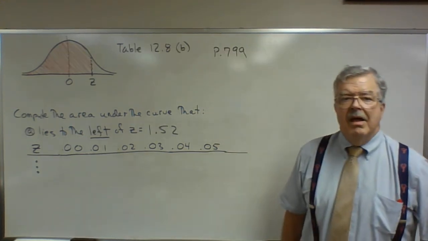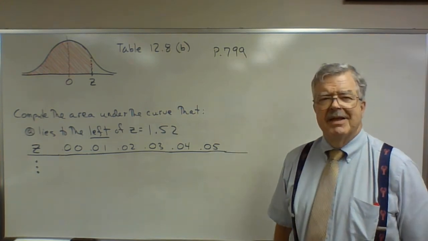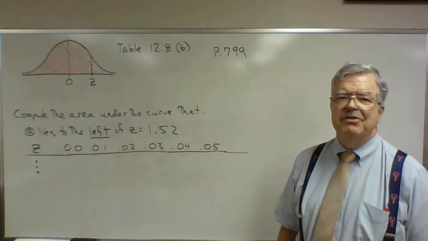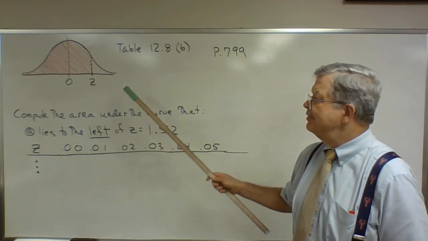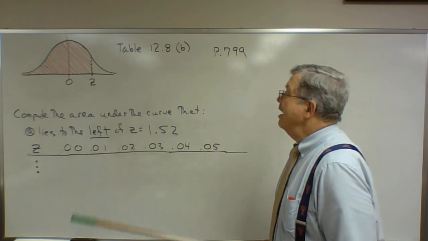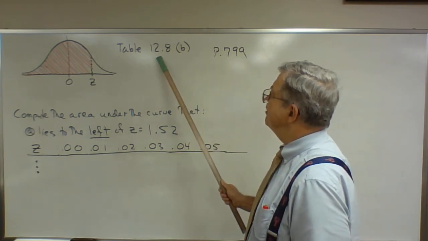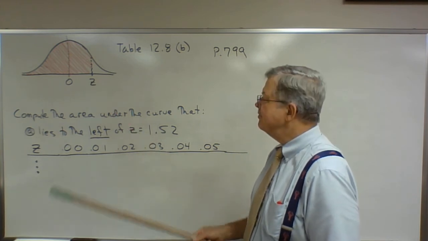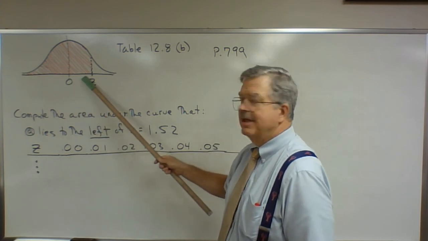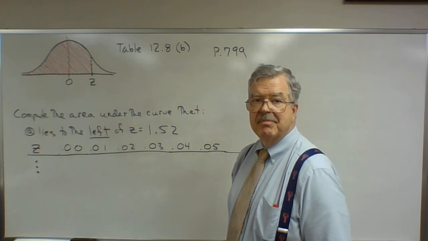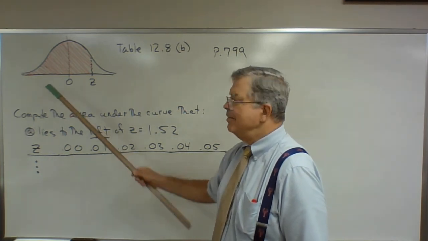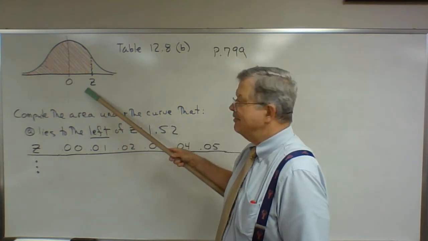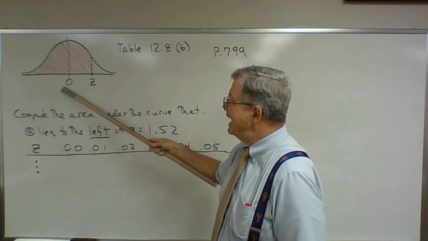Hey, everybody. We're going to start working with a different table now. Technically, the table on page 798 is the only one that we need. They give us two tables. Maybe they're right. Maybe if we have two tables, things will be a little bit easier. The table on page 799, table 12.8b, is the area that lies to the left of Z, where Z is positive. So this whole shaded area here is the area that we're going to be computing. And notice the difference between this table and the table that we've been using on page 798 is that the shaded area extends past the middle of the graph. The shaded area extends past 0.